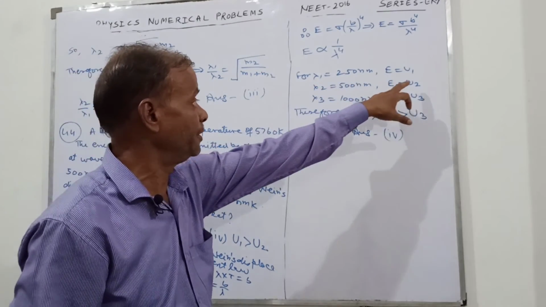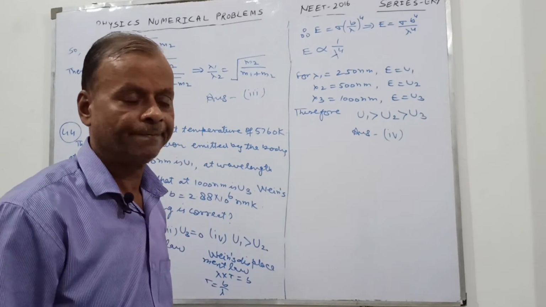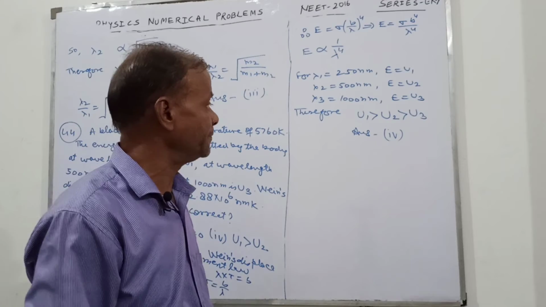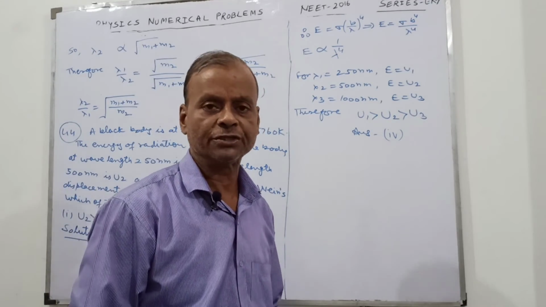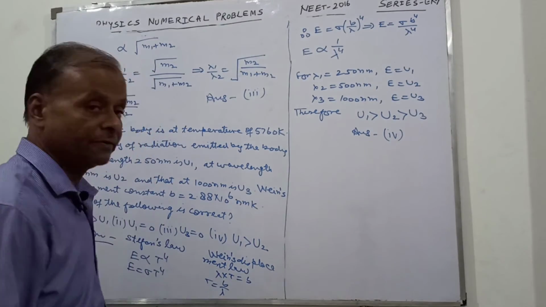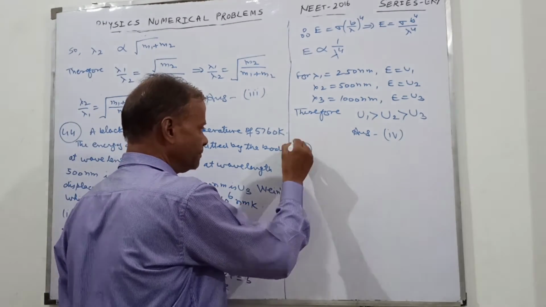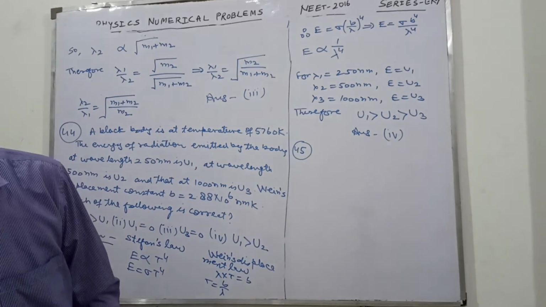So U1 will be the higher value and U3 will be the lowest value. तो हम इससे देखते हैं कि भाई U1 का मान जो होगा वो U2 से ज्यादा होगा। This is question number 44. Now question number 45, the last question of this series.